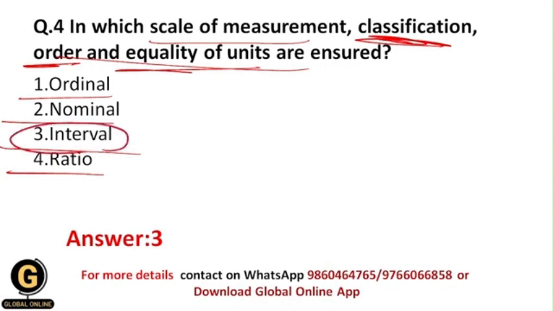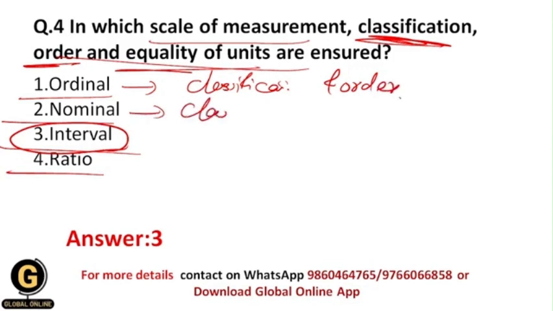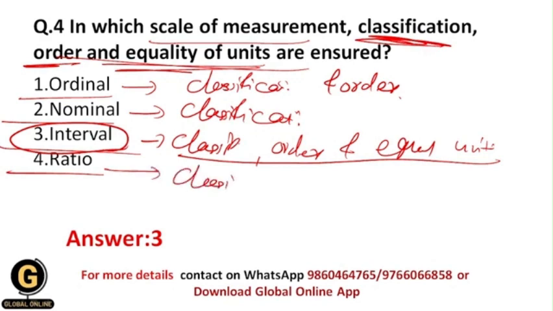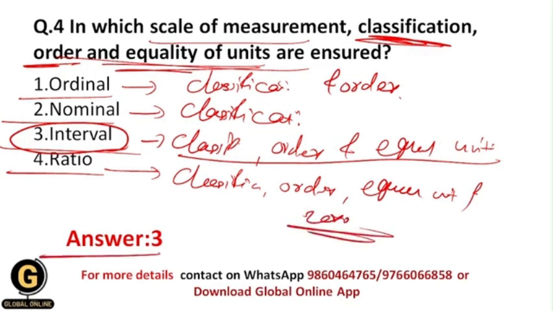So as I have told you earlier in this video, ordinal scale includes classification and order, right? Classification and order. Nominal scale includes only classification of the variables. Interval scale includes classification, then order and equal unit, right? And think about it. So classification, order and equality of units, all of these criteria are ensured in interval scale, and the ratio scale ensures classification, order, then equal unit and 0, okay, absolute 0, and that's why your correct answer should be 3.